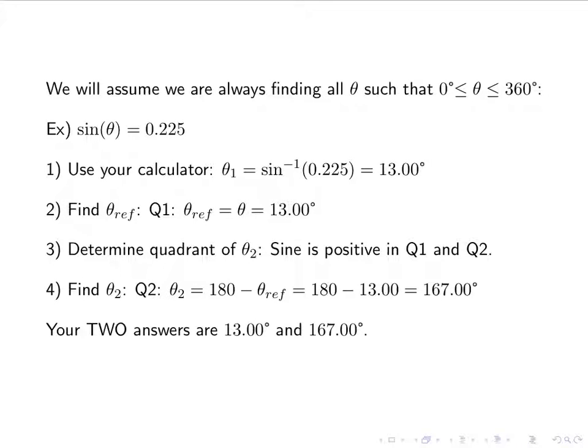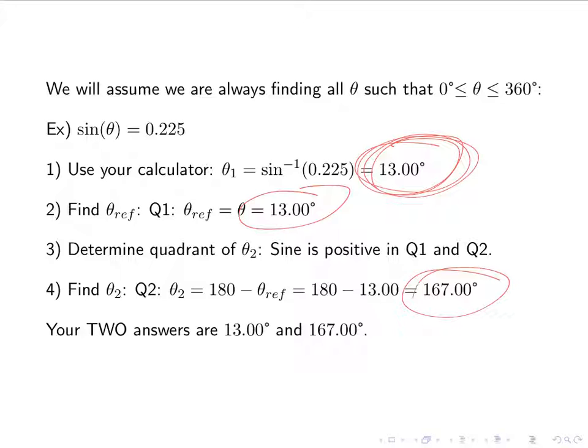So we have 2 answers: the 13 from the first one, and then 167. You can always check these by plugging them into your calculator. Is sine of 167.00 degrees roughly 0.225? There is rounding, so it's not going to be exact, but you should always double check it. Also double check that you're actually in quadrant 2.